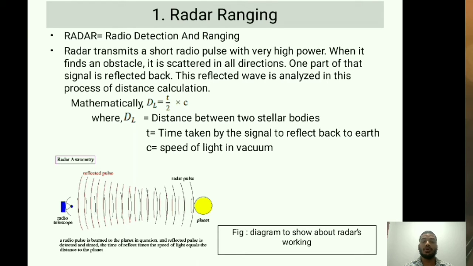The distance is equal to the multiplication of half of the time taken to reflect back to radar and the velocity of light. Mathematically, d is equal to t by 2 cross c, where d is equal to distance between two stellar bodies, t is equal to time taken by the signal to reflect back to Earth, and c is equal to speed of light in vacuum.